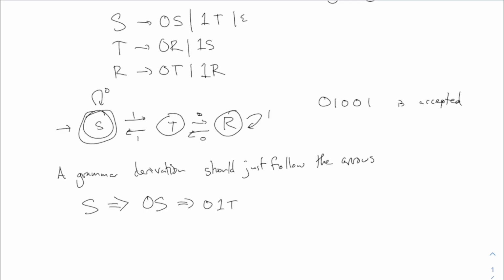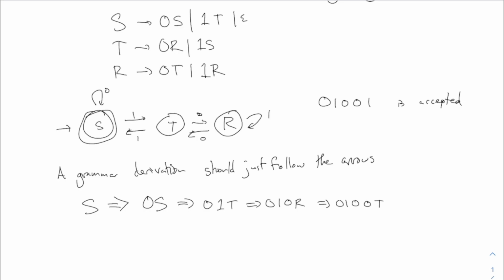And then what? Again, think about what I would have done next on the NFA to accept this string. I already did the 0 and the 1. Then the 0 next would go over to the R. So this is going to become 0, 1, 0, R. All right. Then the next 0, I have to go back to the T. So this becomes 0, 1, 0, 0, T.